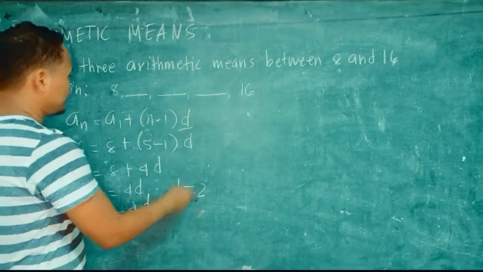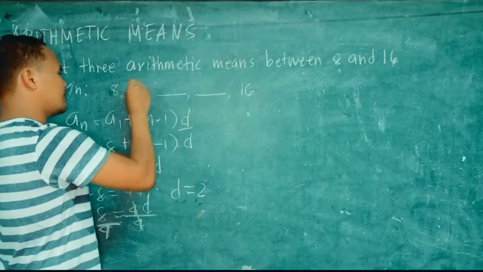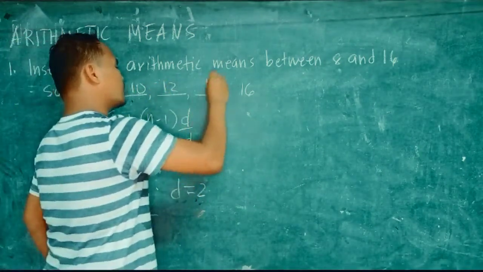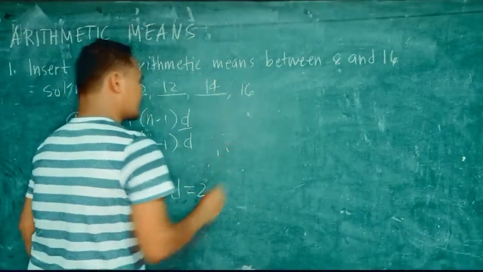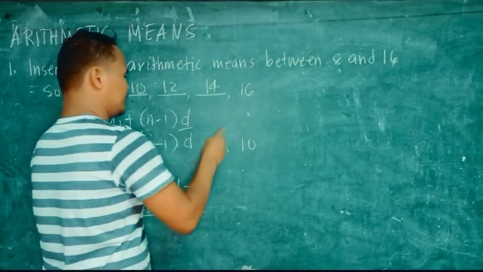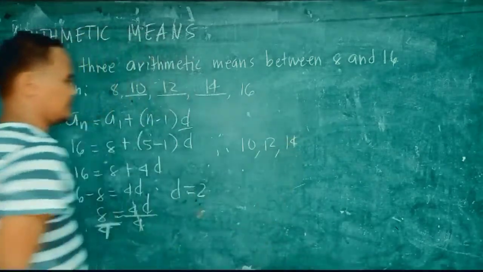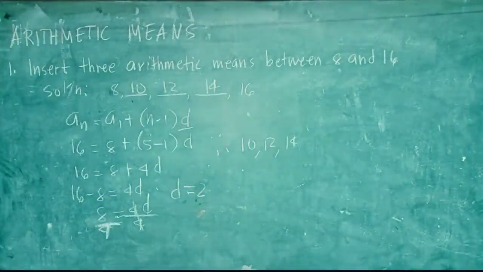So, to get the second term, we add the common difference. 8 plus 2, that's 10. 10 plus 2, 12. 12 plus 2, 14. Therefore, the three arithmetic means are 10, 12, and 14. These are the three arithmetic means.